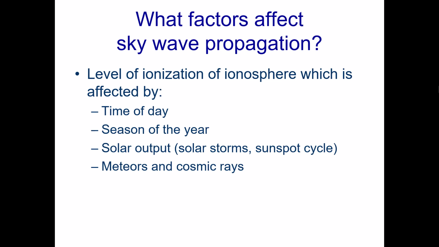So the ionosphere will be more ionized in the summer. Also, during the height of the solar output, if it's near solar maximum, you're going to have more energy output from the sun, more solar storms. That's going to output more energy that ionizes the atmosphere, and the opposite would be true during solar minimum. Also, meteors and cosmic rays interact with the atmosphere to ionize areas of it. Those have less of an effect than the solar output. So if we look at the answer choices, it says the path, distance, and location.